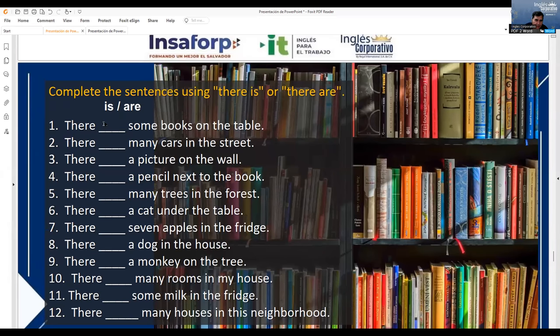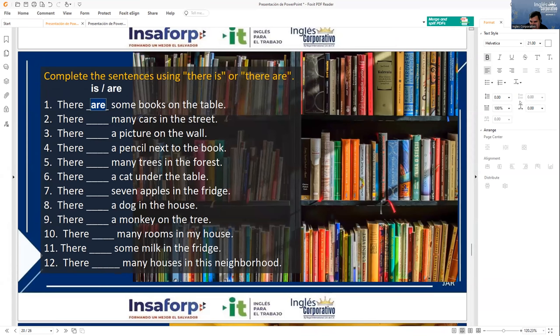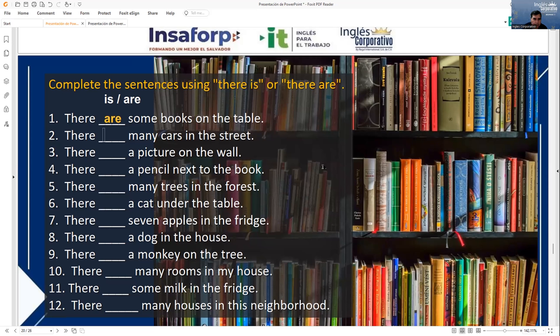Complete with there is and there are. There are some books. There are many cars in the street. There is a picture. There is a pencil. There are many trees. There is a cat. There are 7 apples in the fridge. There is a dog. There is a monkey. There are many rooms. There is some milk. There are many houses.